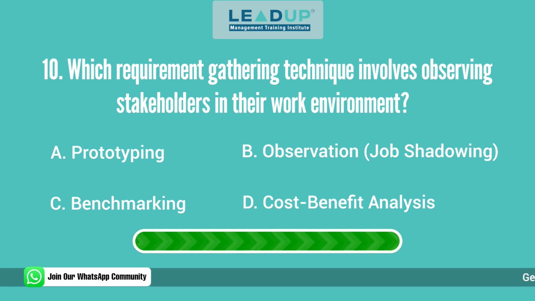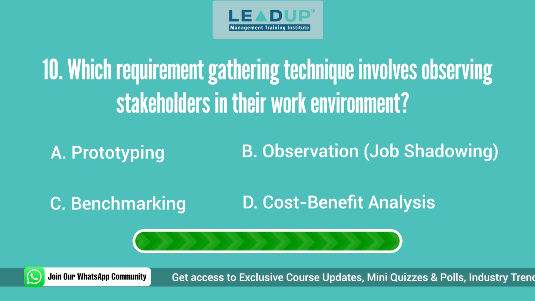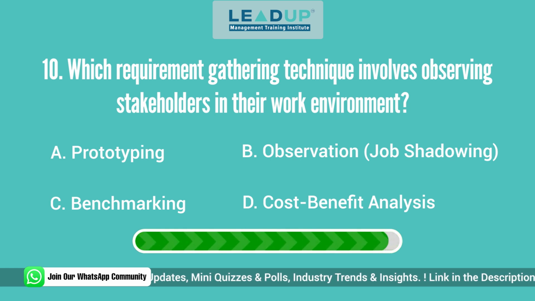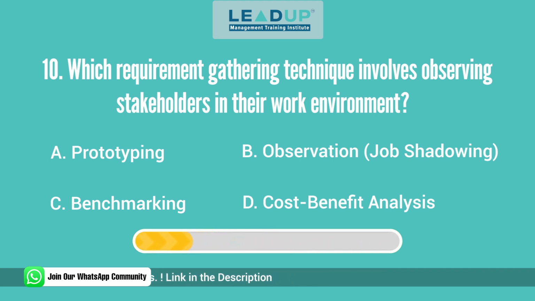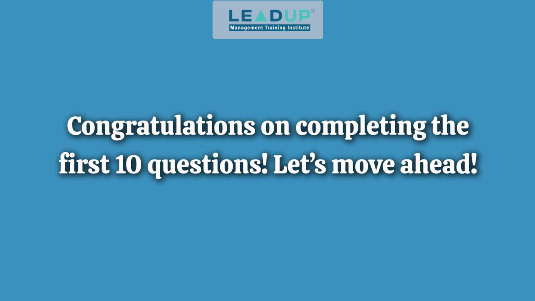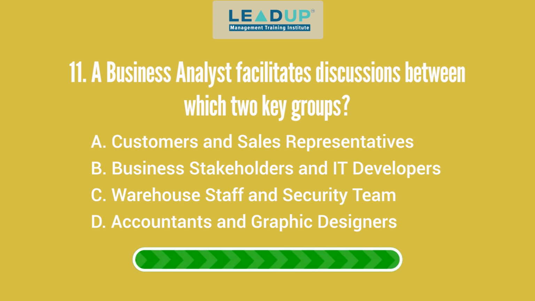Question 10. Which requirement gathering technique involves observing stakeholders in their work environment? A. Prototyping. B. Observation, job shadowing. C. Benchmarking. D. Cost-benefit analysis. The answer is observation, job shadowing. Congratulations on completing the first set of 10 questions. Let's move ahead.